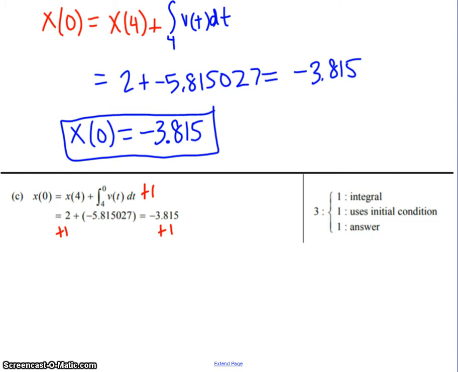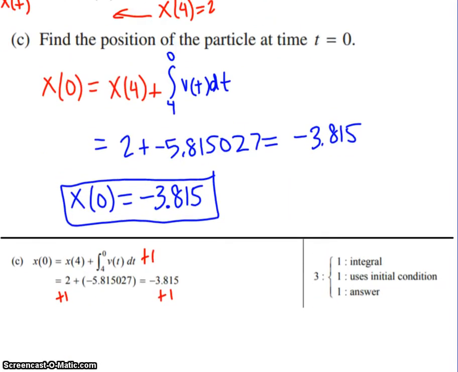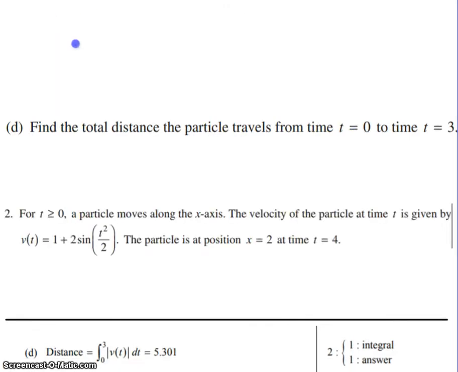So it's very important that you look at what they give you. They give you that x of 4 equals 2, and because I want 0, you're going backwards. That's why my limits are from 4 to 0, not the other way around. Be careful with your limits. Okay, and last one for number 2 is D.